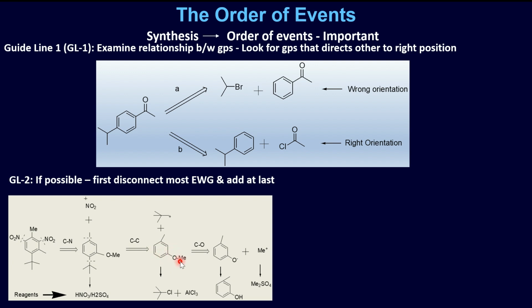That's why we cannot add. That's why we have to cut over this oxygen and add methyl to the oxygen. CO bond I will break. I will get corresponding metacresol and Me plus. Me plus we can obtain from dimethyl sulfate.